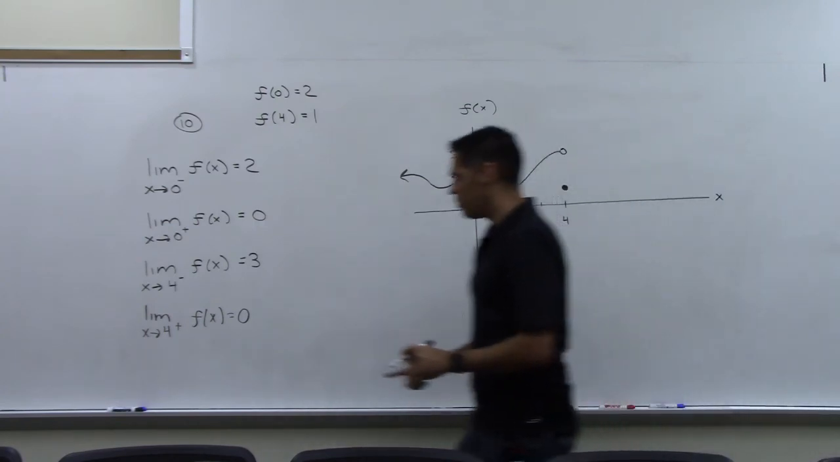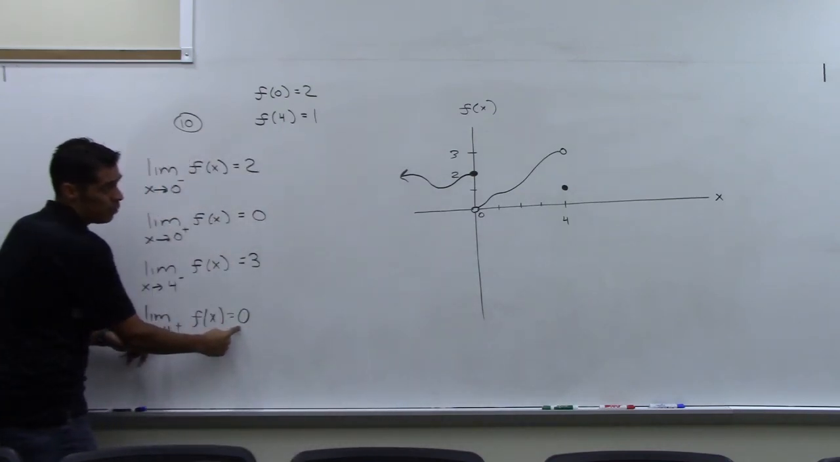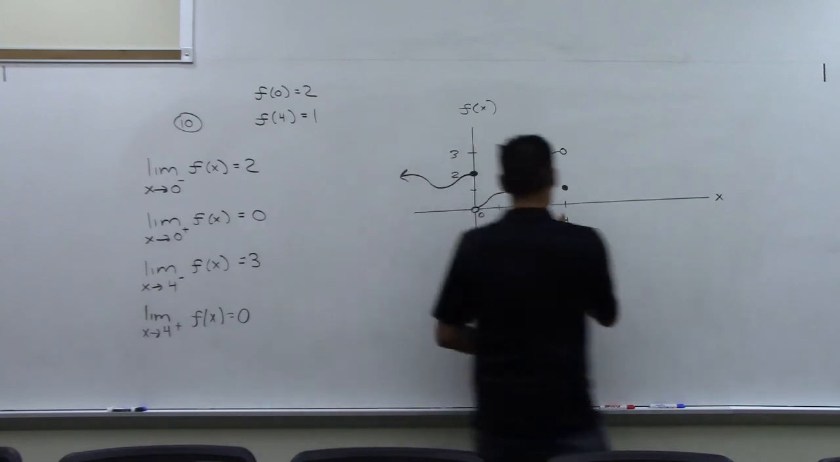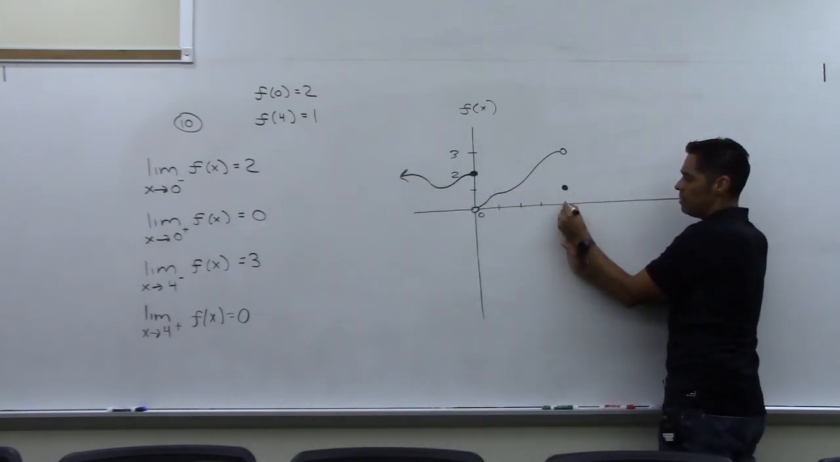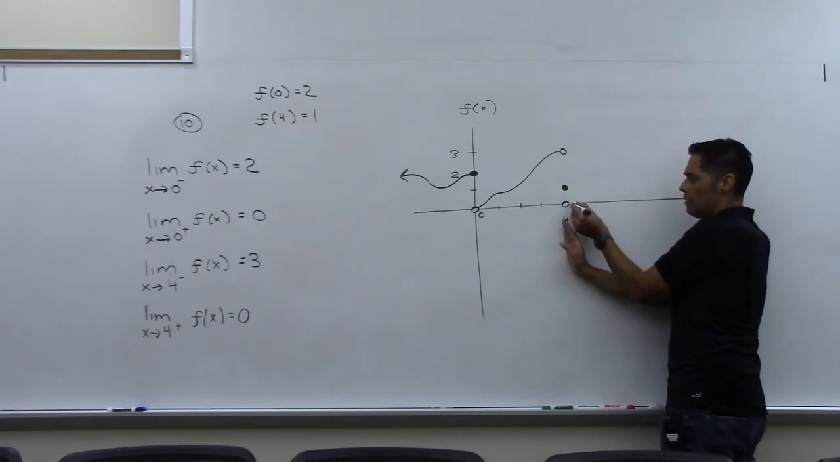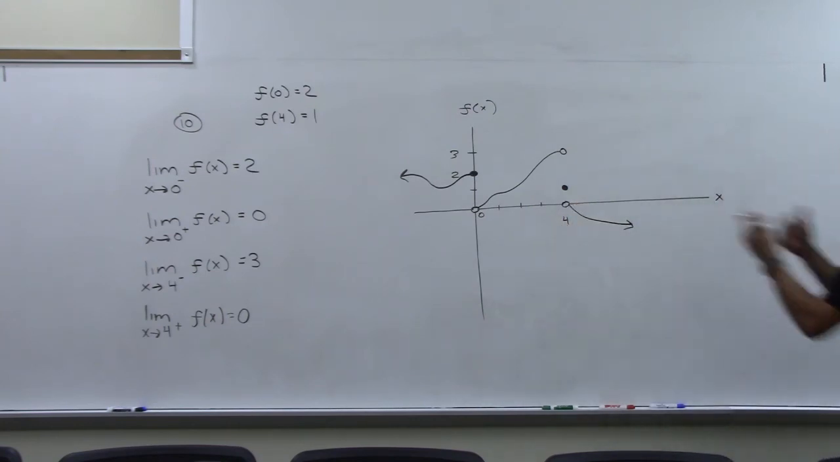And as I approach 4 from the right-hand side, I need to be headed to 0 for a y value. So here's 4. As I come in from this side, I need to be headed to 0. Well, that means I need to be headed here. I'll take this out. And then it doesn't matter which way I go out this way. You know, I'll bring it down this way, like that. That would satisfy all of the conditions.